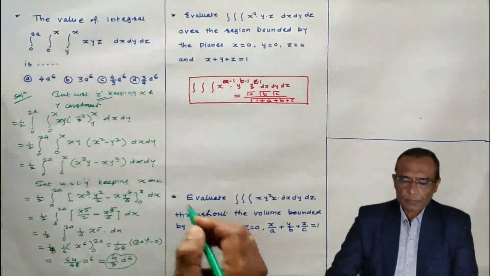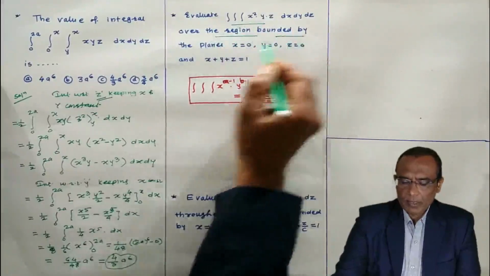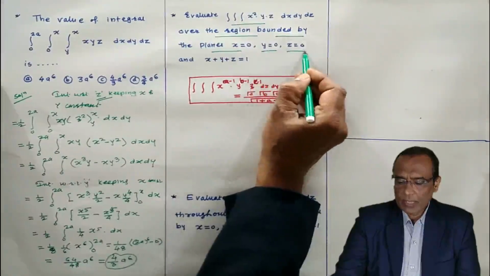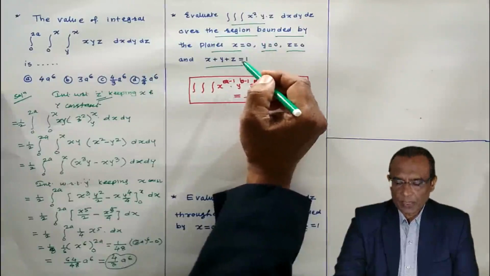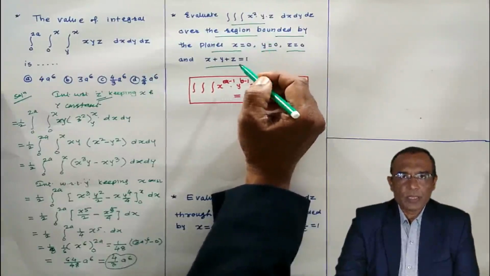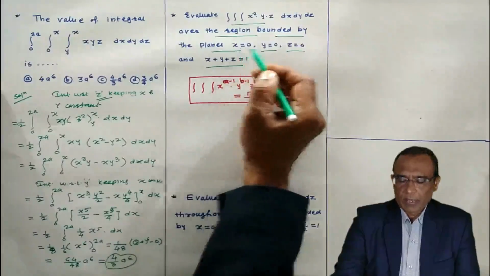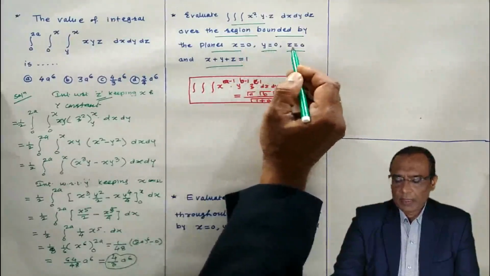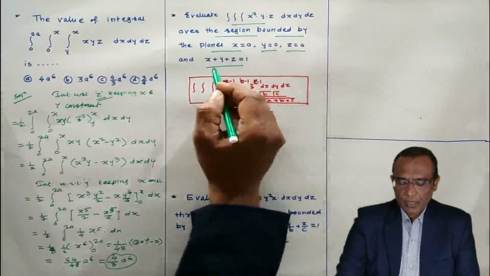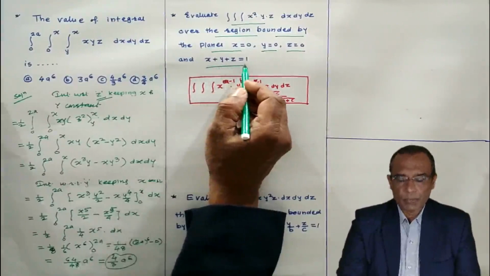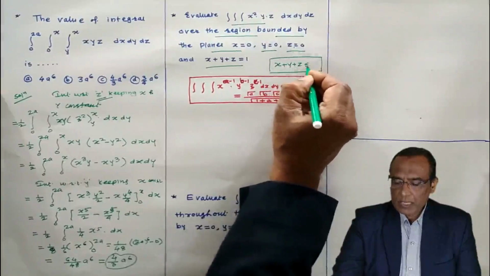Now the next problem. Evaluate this triple integral over the region bounded by the plane x equal to 0, y equal to 0, z equal to 0 and x plus y plus z equal to 1. Here I am going to use a Dirichlet theorem because all the conditions of Dirichlet theorem are being satisfied. Here this x equal to 0 is yz plane, this is xz plane, z equal to 0 is xy plane, and you may call these three planes coordinate planes also. And one more plane is there, x plus y plus z equal to 1. The region bounded by these four planes is x plus y plus z less than or equal to 1.